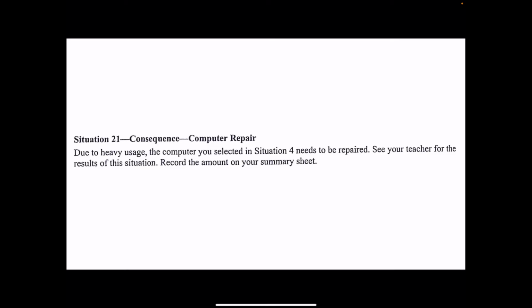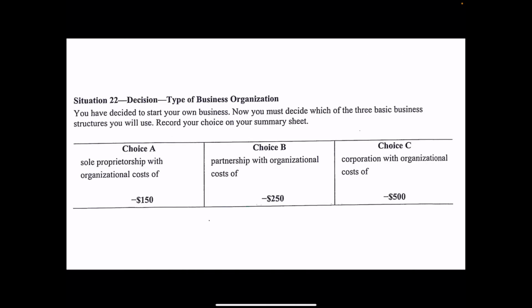So here is your consequence. If you chose A, I pulled out a pink card and you must pay $160 to get it fixed. If you chose B or C, it is 0 because it's in your rental or lease plan. So in situation 21, if you look back to situation 4, if you chose A for your computer, then you have to pay $160 to get it fixed. Otherwise, it is 0. And then you can figure out your balance.